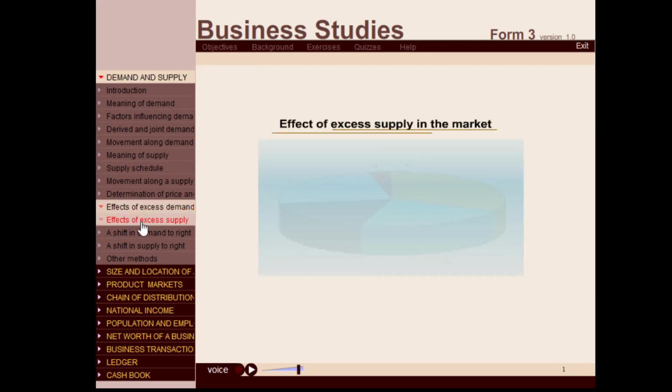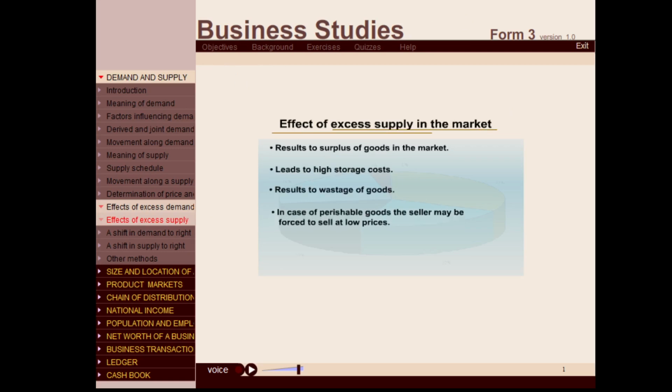Effects of excess supply in the market. Results to surplus of goods in the market, leads to high storage costs, results to wastage of goods. In case of perishable goods, the seller may be forced to sell at low prices. It discourages production and may lead to closure of some industries.